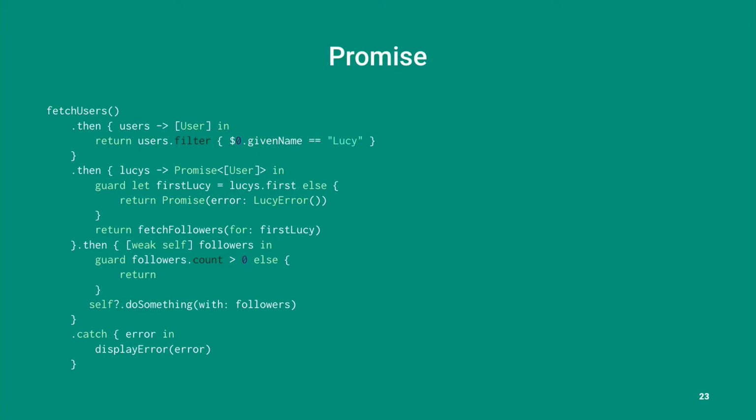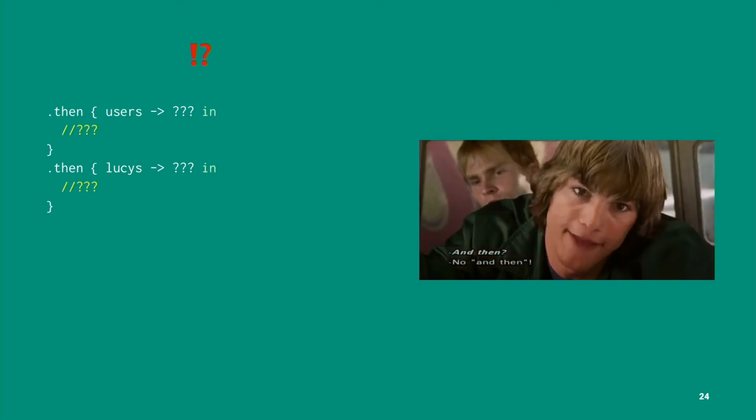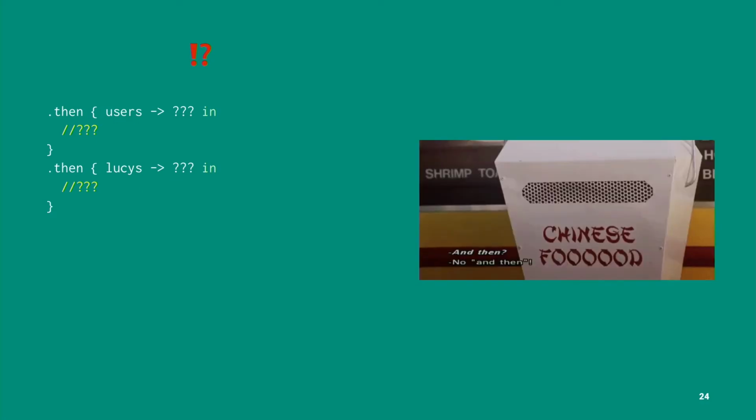And then say we want to get Lucy's follower count, the first Lucy's follower count, and make sure that she's got at least one, and then do something with it. And then we can go on and on, but I'd like to point out the ability to chain these then blocks together.